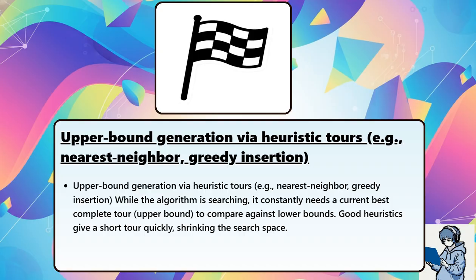While the algorithm is searching, it constantly needs a current best complete tour (upper bound) to compare against lower bounds. Good heuristics give a short tour quickly, shrinking the search space.